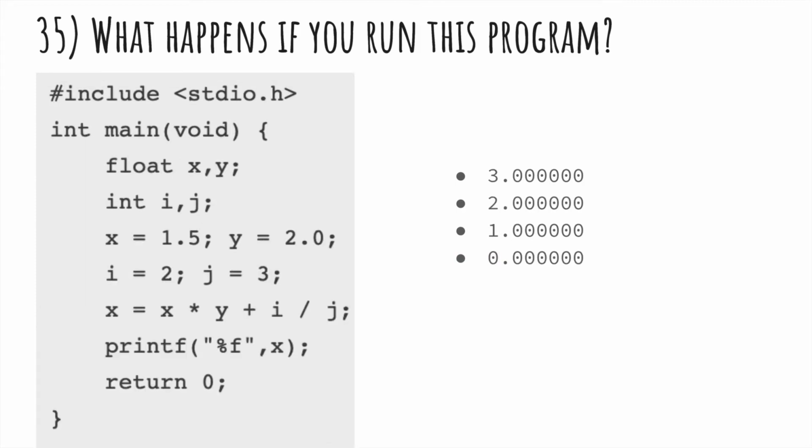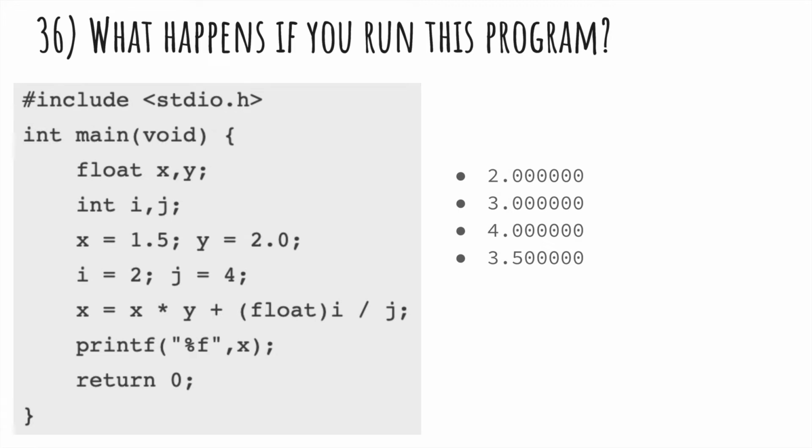In the next program, you have both floats and integers. So this question is important to follow order of operations and types. So x times y is a float times a float. 1.5 times 2, both as floats, gets you 3 as a float. 3 as a float plus i divided by j. 2 as an integer divided by 3 as an integer will give you an integer 0. So 3 as a float plus 0 as an integer will give you 3 as a float, which has 8 decimal places after it.